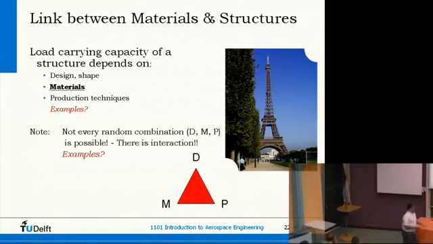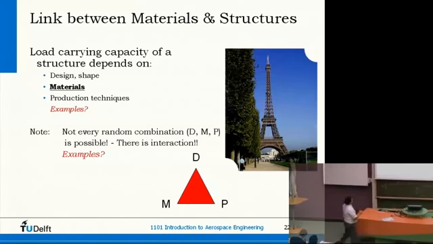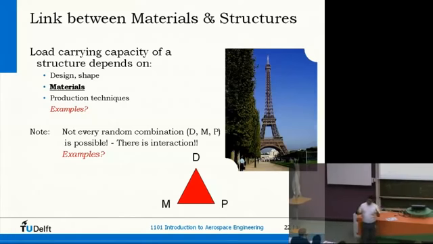What I would like to show very quickly is that there's a relationship between the type of material, the shape or the design, and how it is produced, what kind of production methods you have. Last time I already told you that if you look at the Greek temple, nobody assumes that it is made of steel.